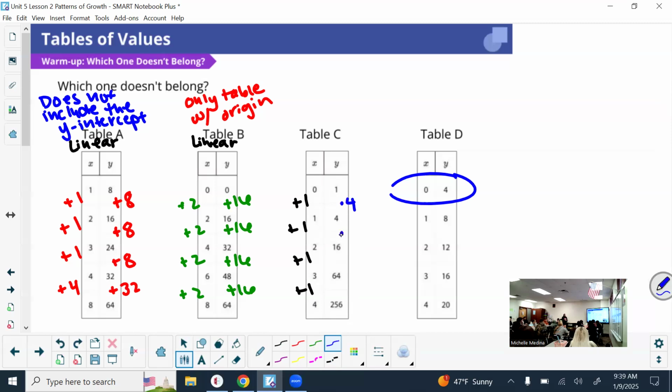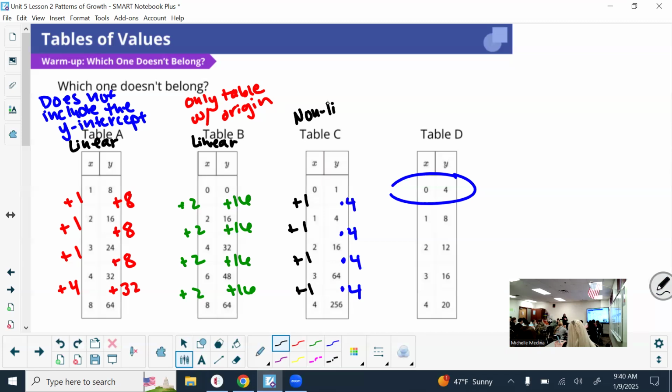What's 4 times 4? What's 16 times 4? And 64 times 4. So it does have a pattern. It is not a linear pattern.